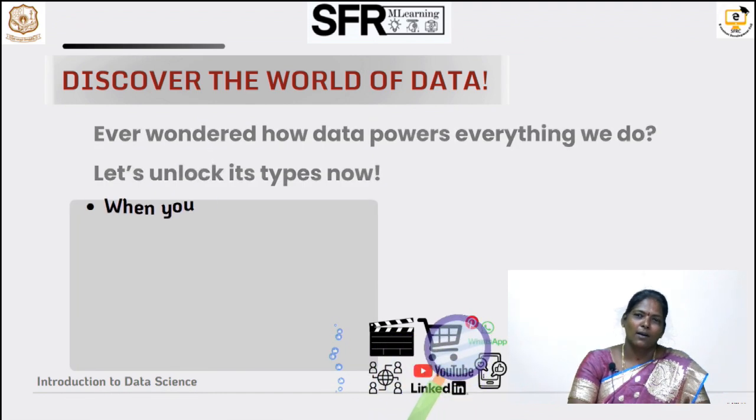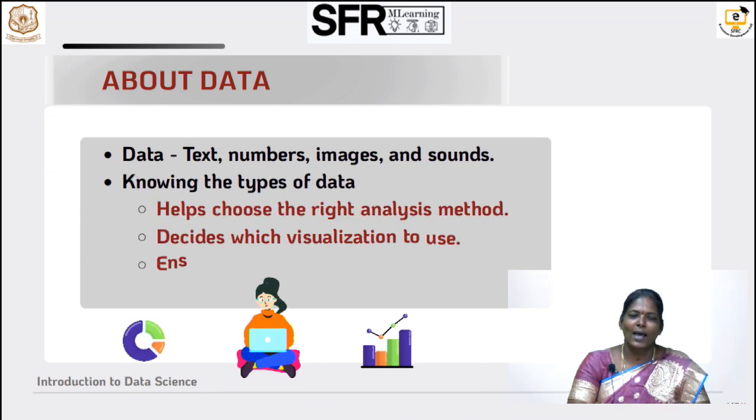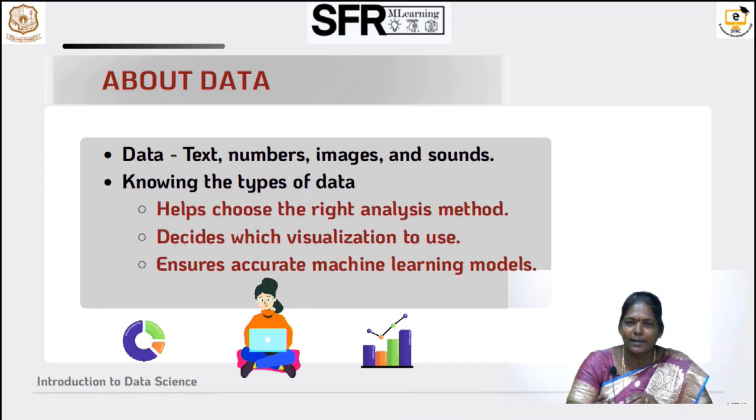On seeing any movie-related websites, have you ever wondered how the movies are getting recommended, or in online shopping, how the data is useful for recommending the next product? So let me see them. What is data? The data may be any text or number or images or also a video, isn't it?